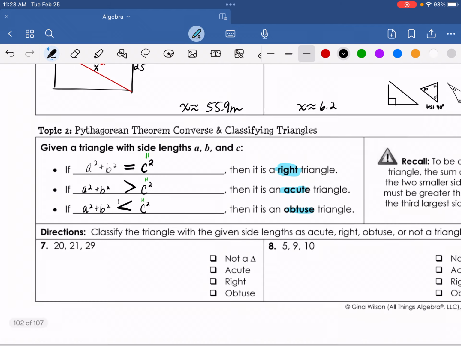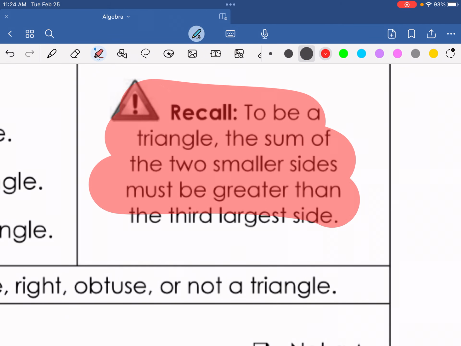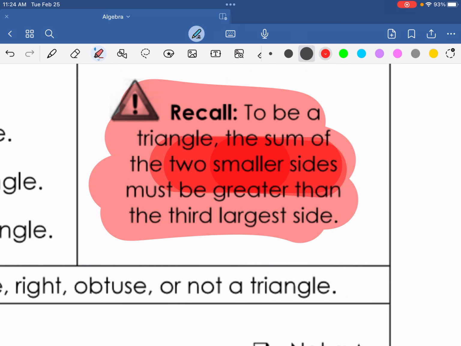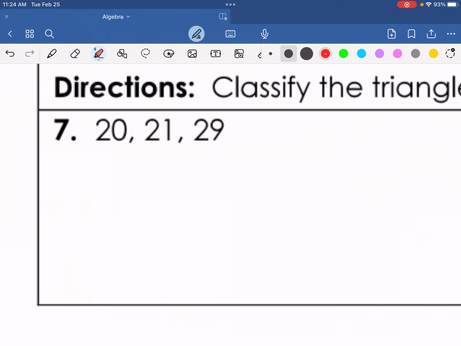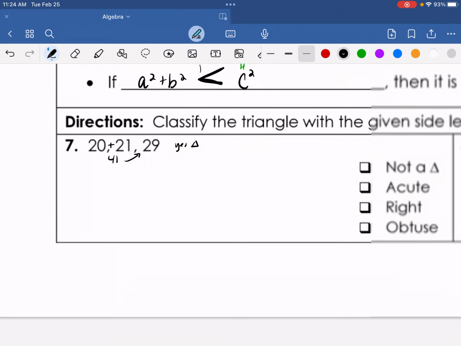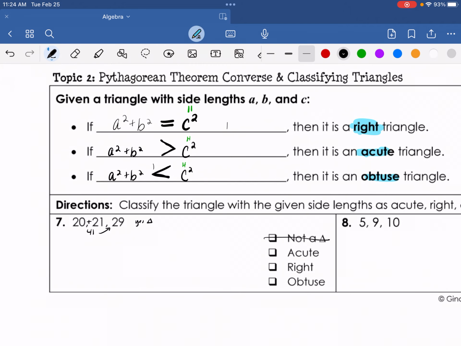So for each of these problems, you do have to remember this part first before you even start a problem. You have to check if the two small sides added together are greater than the third side. Is this a triangle? Do those numbers make a triangle? So we add the first two and we get 41. Is that bigger than 29? Yes, it is a triangle. So it's not option 1.